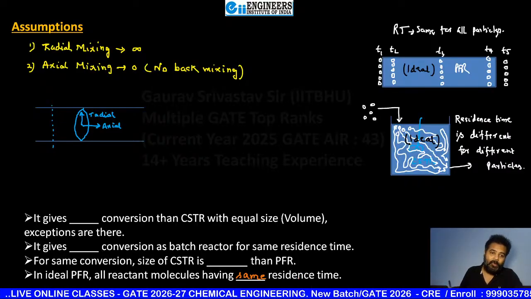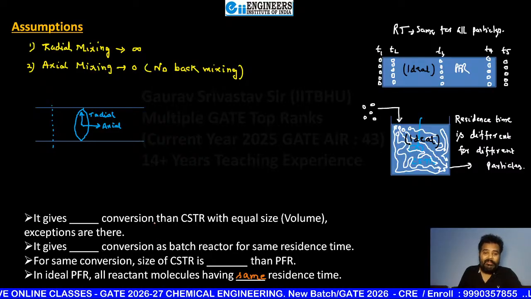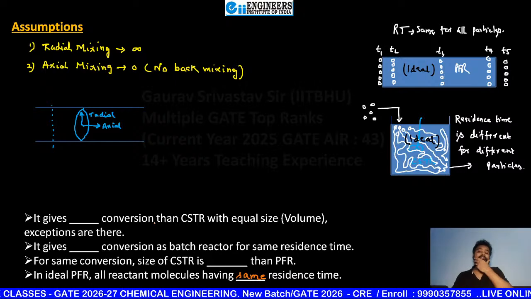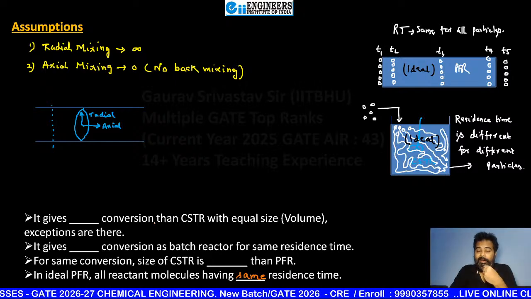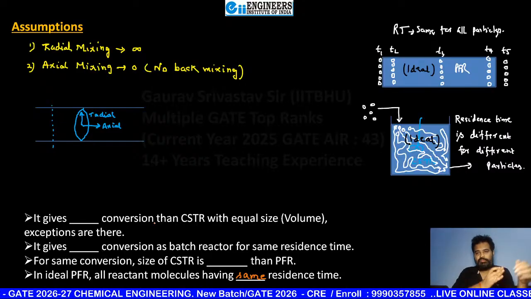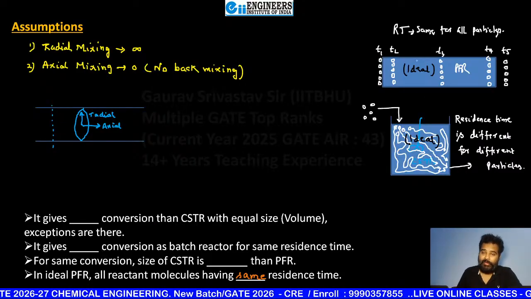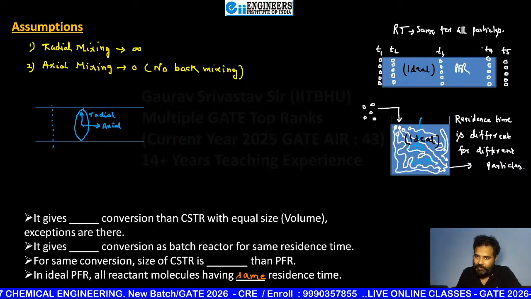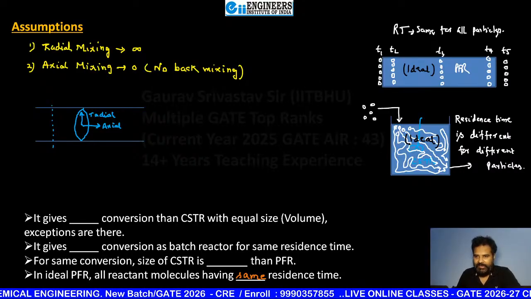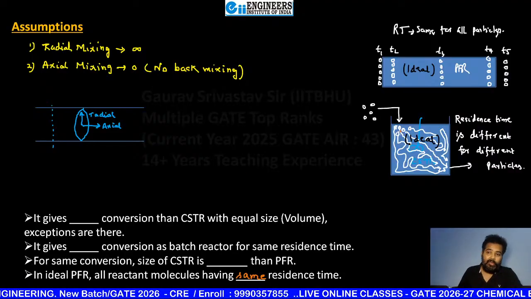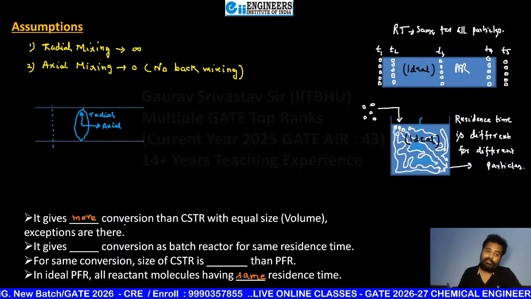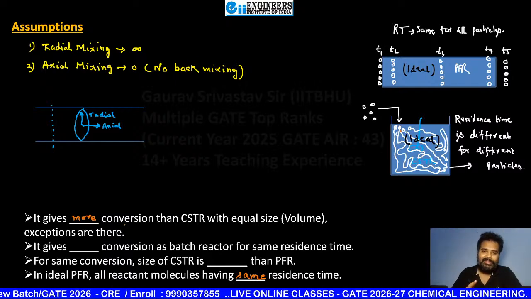Same residence time. Okay. Now it gives dash conversion than CSTR with equal size volume. You know, because in PFR the particles are not going to back mix and all particles have the same time inside this reactor. So generally, at the entry point concentration is more, at the exit point concentration is less. But inside this CSTR, every time the concentration will remain same in the complete reactor. That's why PFR will give you more conversion than CSTR.